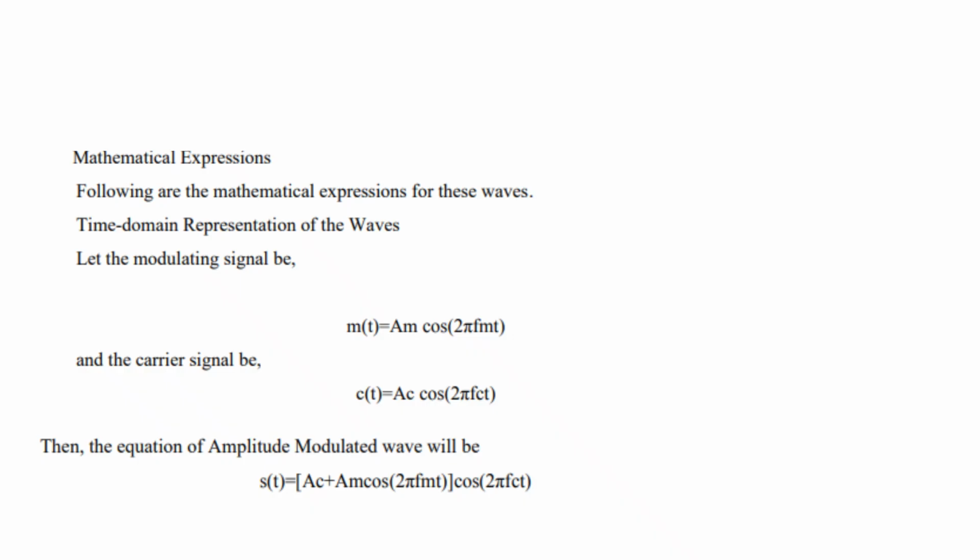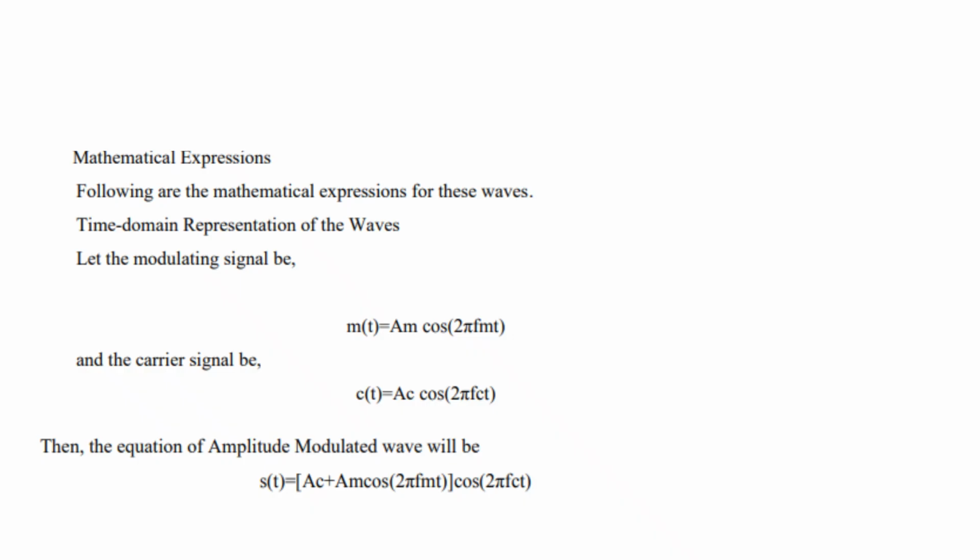The message signal should be a low frequency signal. Let us consider the message signal m(t) as Am cos 2 pi fm t, where Am is the amplitude of the message signal and fm is the frequency of the message signal. It is a low frequency signal.